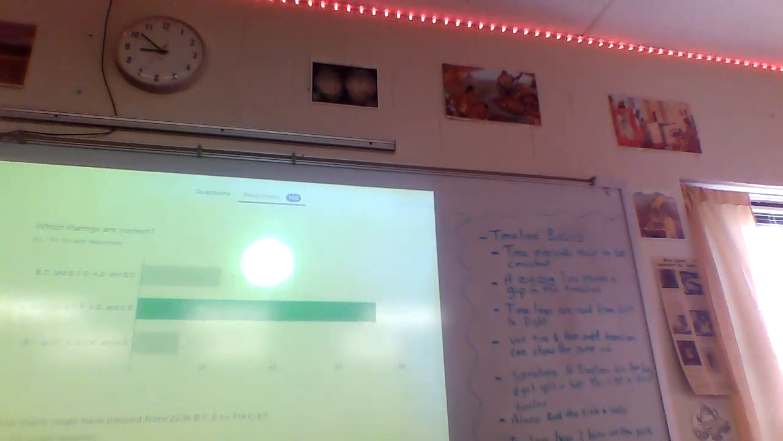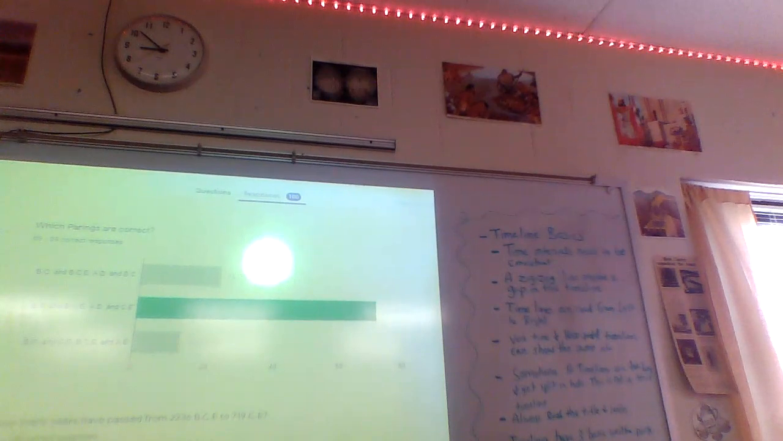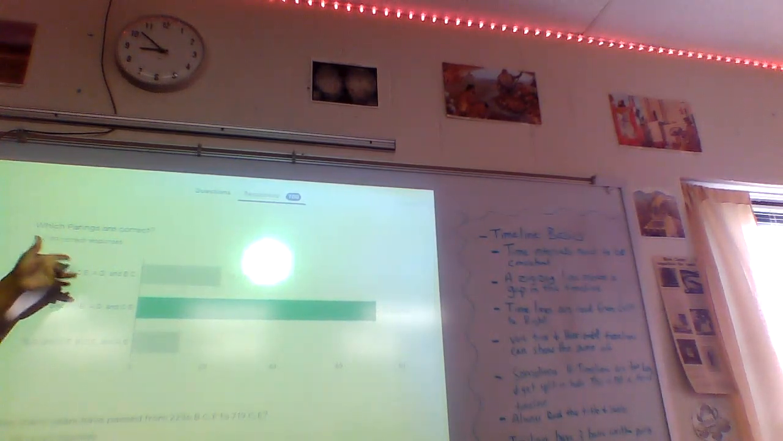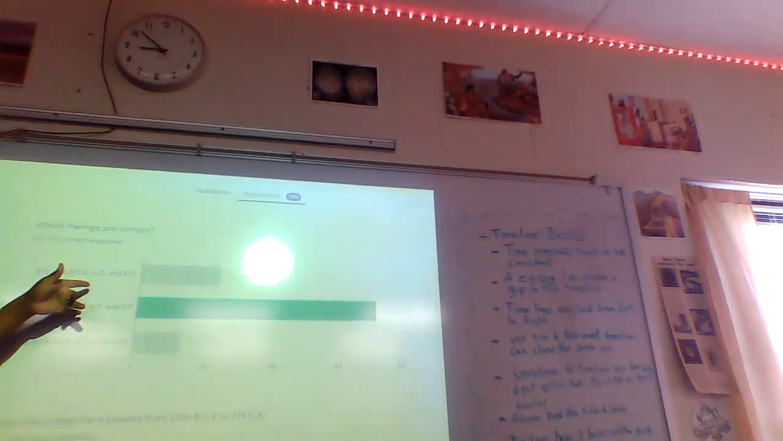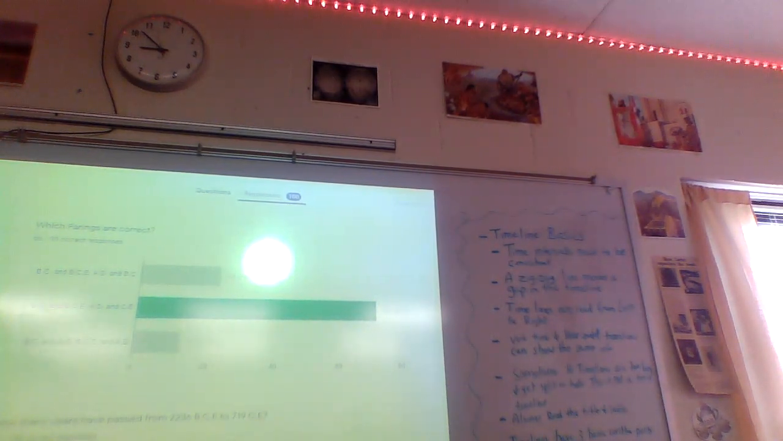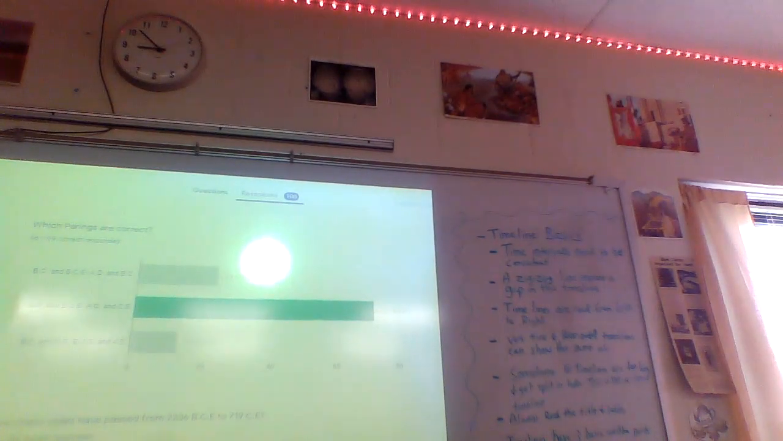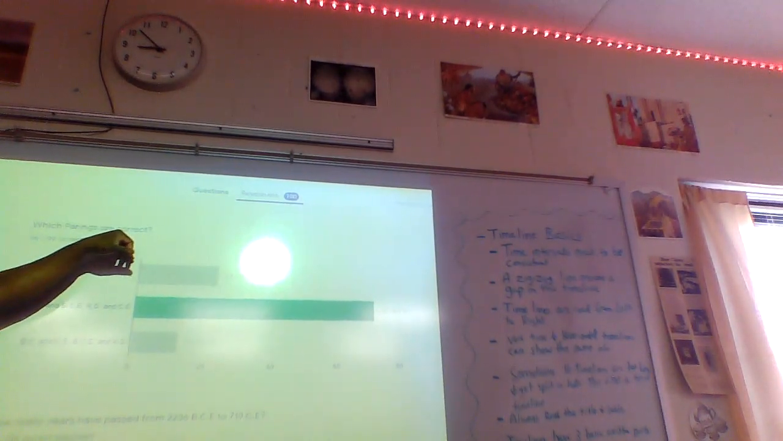Which pairings are correct? Can I be honest with you all? Even though I'm the one who wrote the questions for this test, looking back on this, I don't love this question because I think it can be kind of confusing. So the correct answer would have been this one, the BC and BCE, the AD and CE. But if you picked this, I think that could be a correct answer too, right? Because I wasn't as clear with this as I should have been.